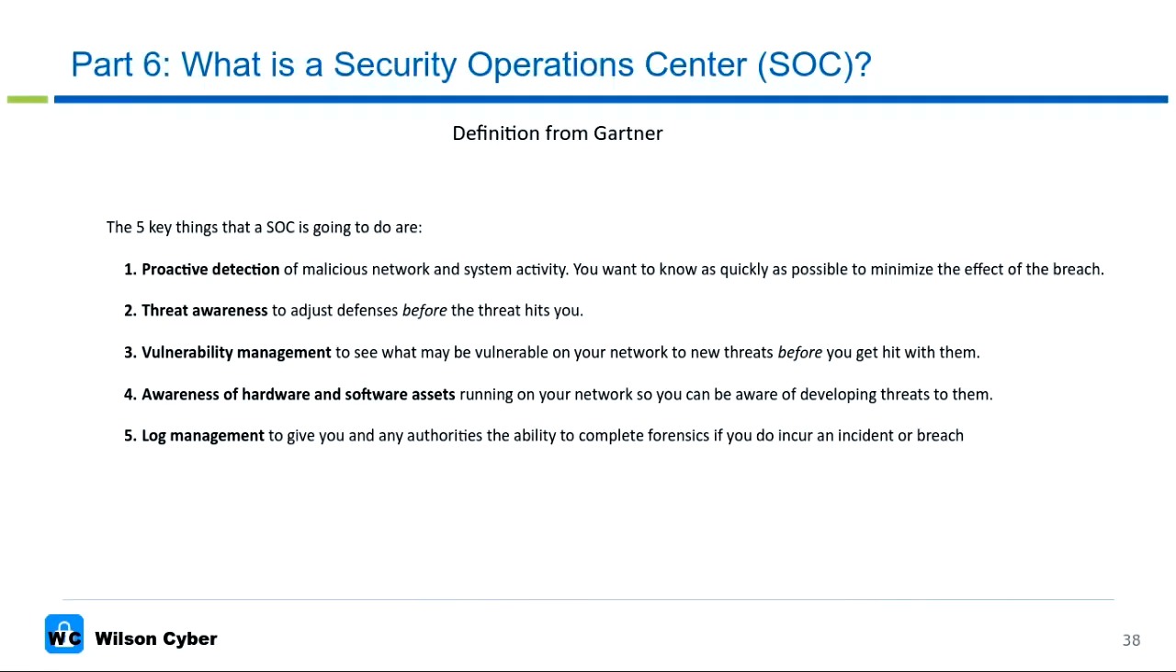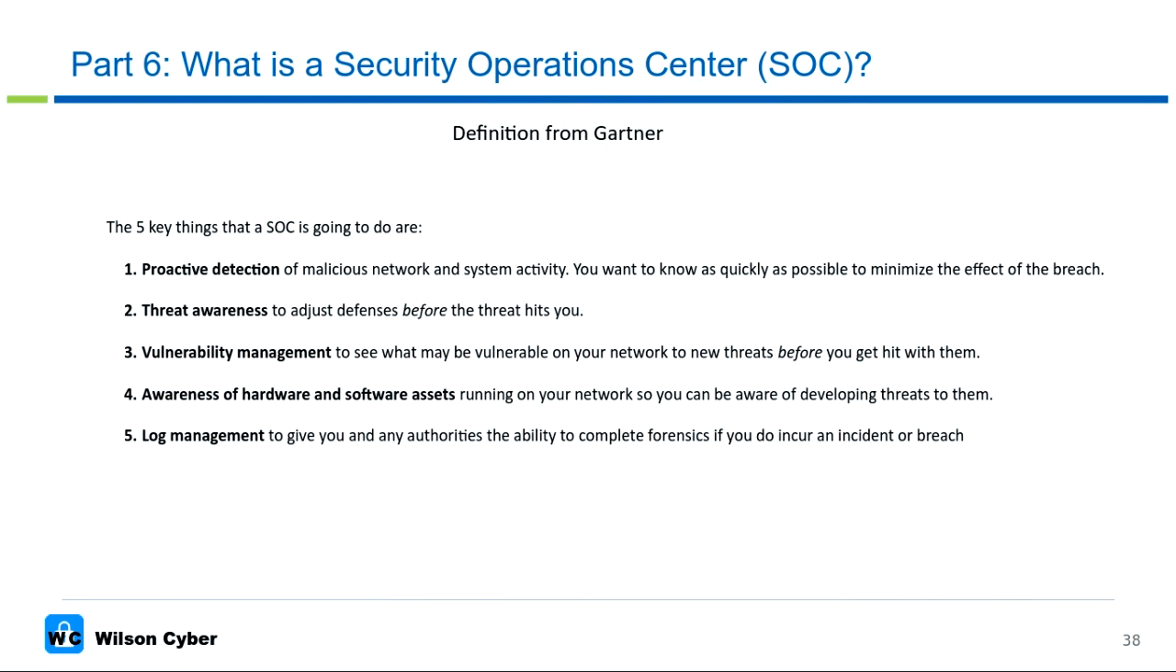So how do we monitor and manage and operate? We do that through a security operations center. So the 5 things that a SOC are, according to Gartner: proactive detection of malicious network and system activity. You want to know as quickly as possible to minimize the effect of a breach. And the way you do proactive detection is you implement the security controls and you make sure that those are in place, and you detect any vulnerabilities, any misconfigurations, or any events that would identify that those controls have failed and that a vulnerability has been compromised.